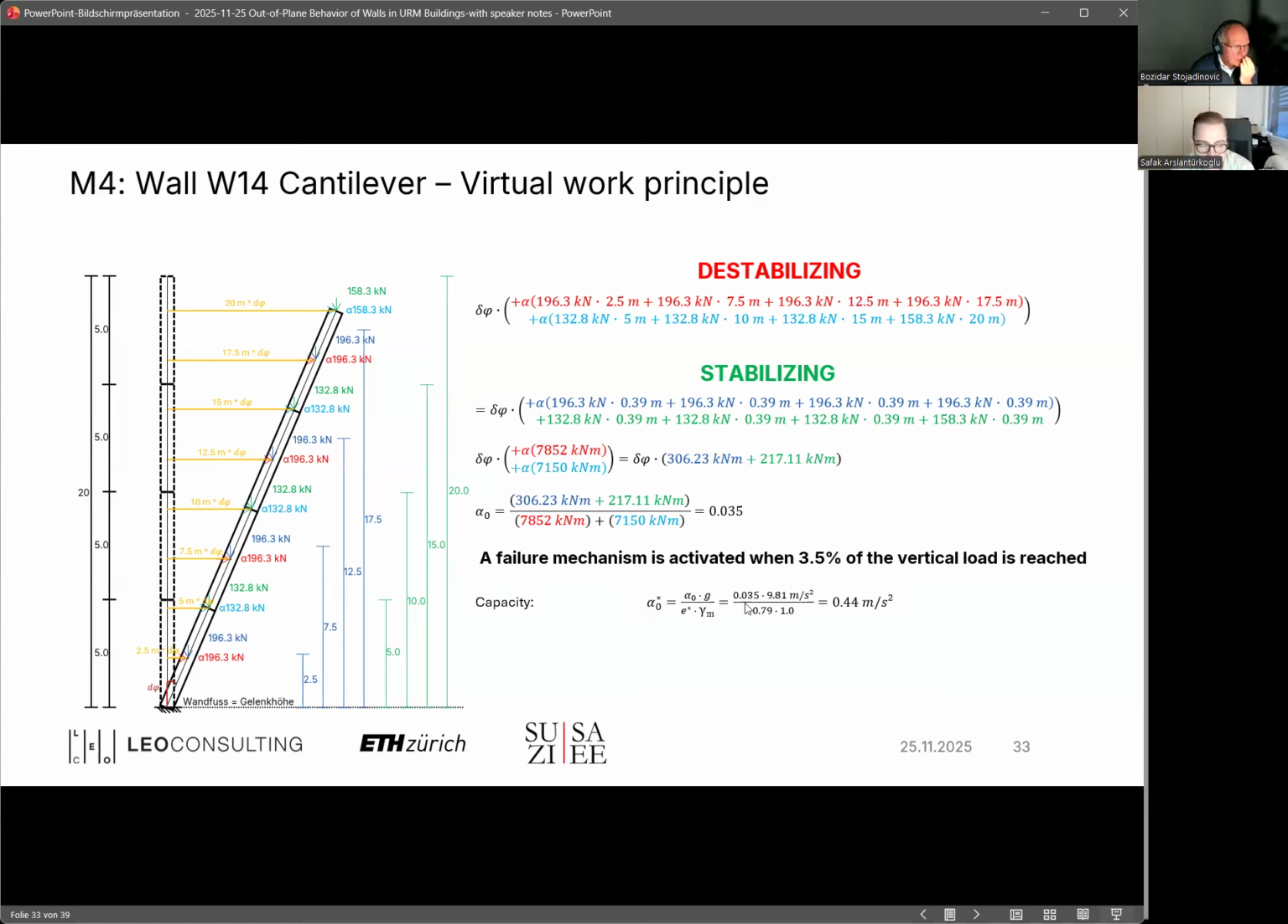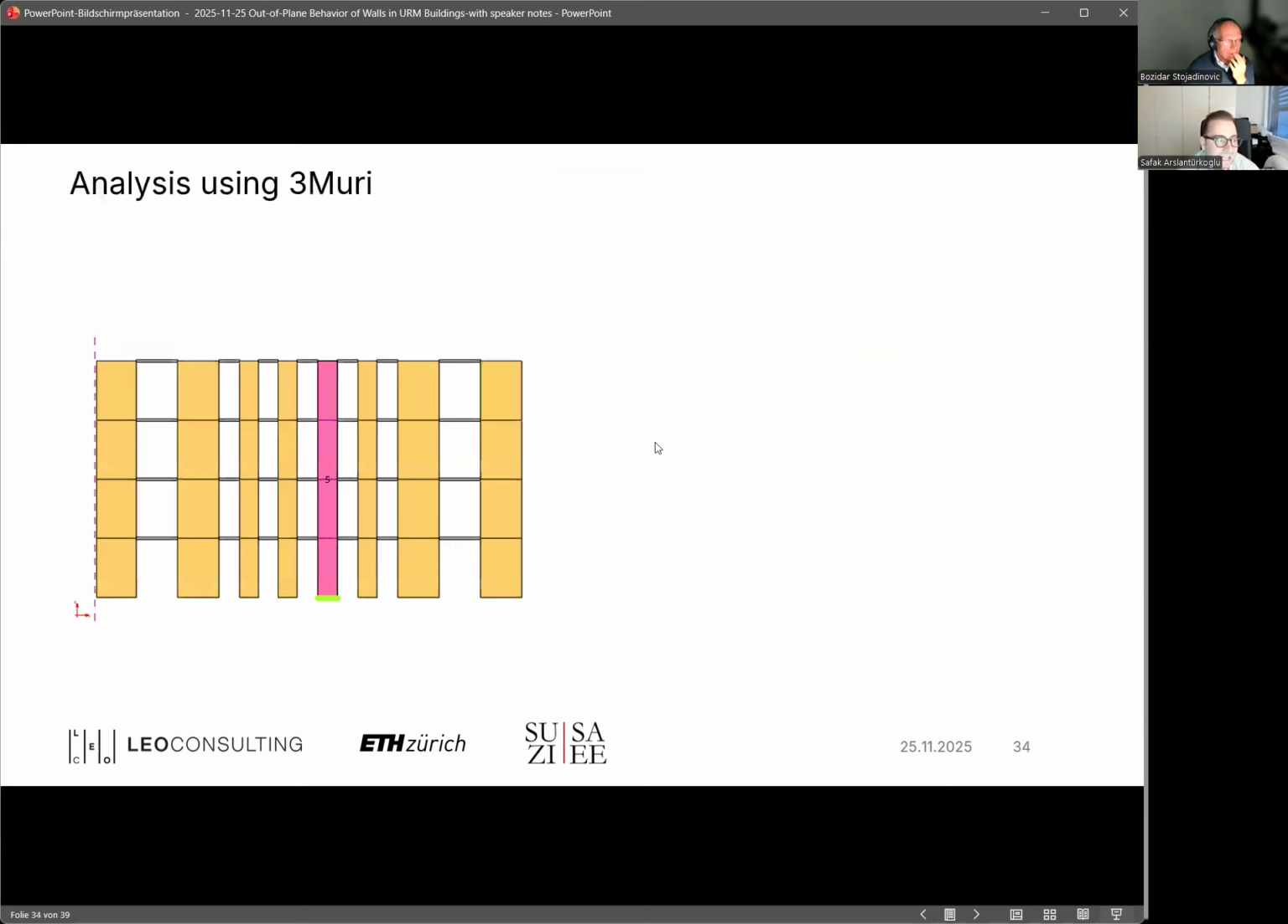We just add this g, so the units are matching, and it gives us the capacity of about 0.4. And then the demand is derived from the peak ground acceleration, plus we have this behavior factor, and their ratio gives the capacity-demand ratio, or the compliance factor, as we call it in the Swiss code. And then, of course, one is also interested in how the software would get this number.